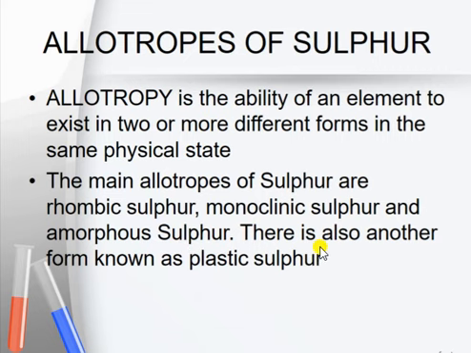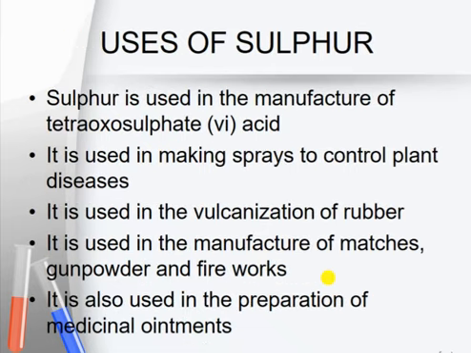But there is also another form of sulfur known as plastic sulfur. Uses of sulfur. Sulfur is used in the manufacture of tetraoxosulfate 6 acid, which is the king of all chemicals. Also, sulfur is used in making sprays to control plant diseases caused by fungi and harmful insects.